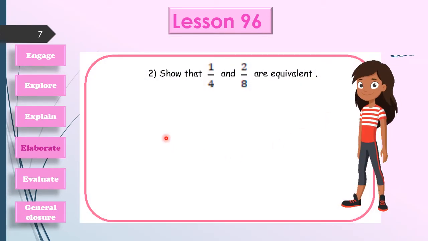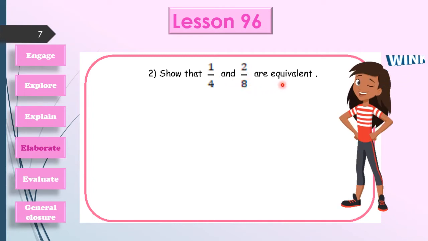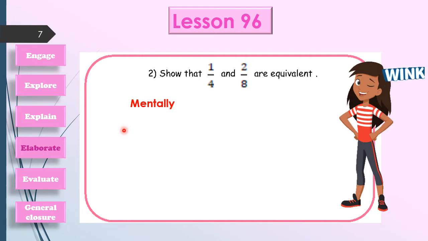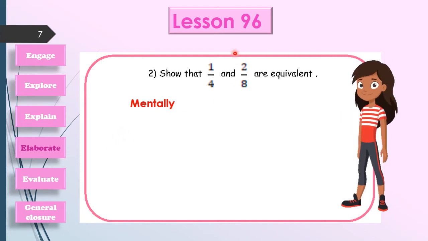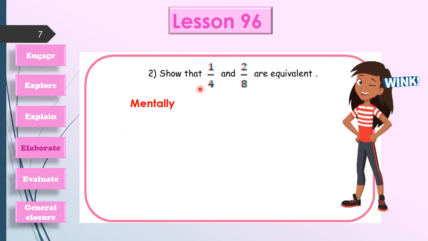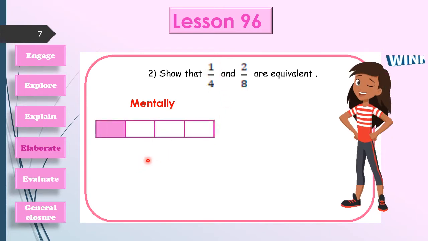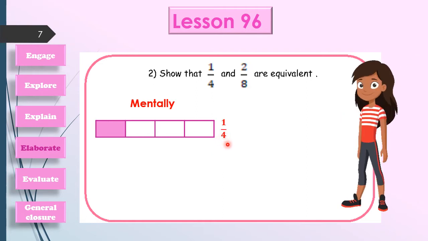Let's go to another exercise. Show that 1/4 and 2/8 are equivalent. We have 2 ways, mentally and mathematically. First, mentally, we will draw the first fraction, which is 1/4. We will divide a fraction strip into 4 equal parts and color just one part out of 4. Then write down here 1/4.